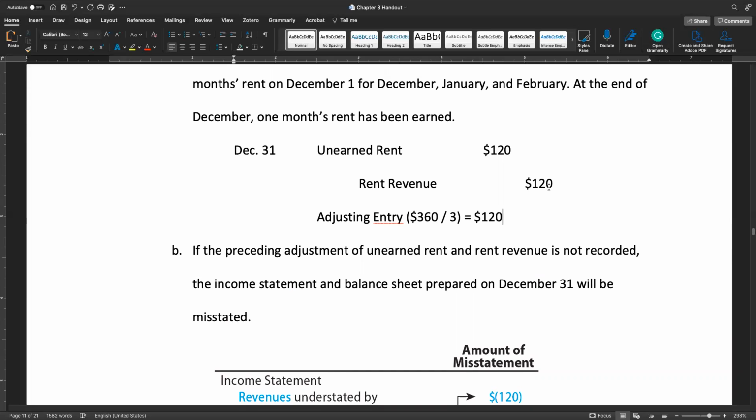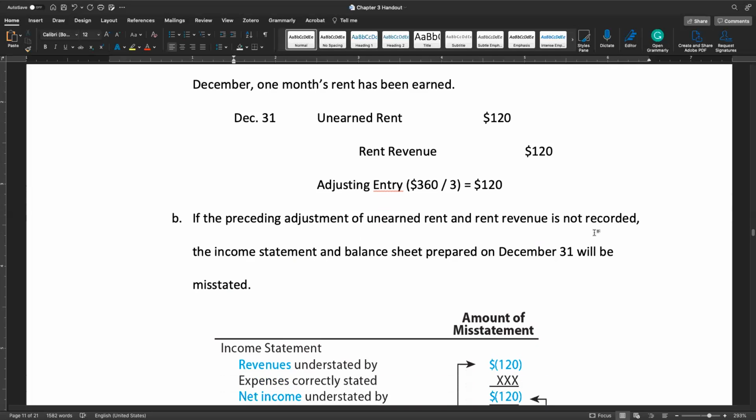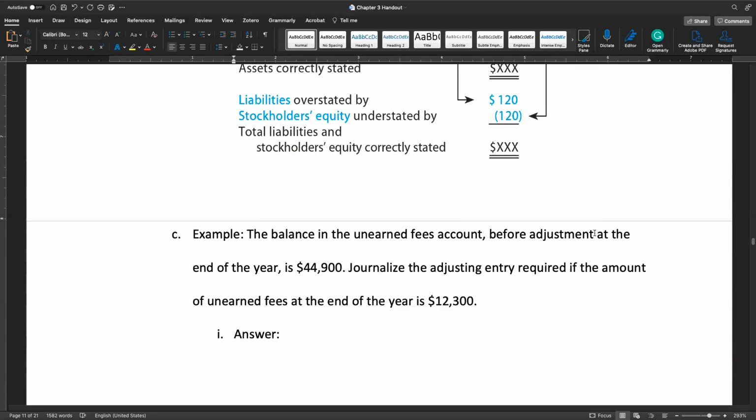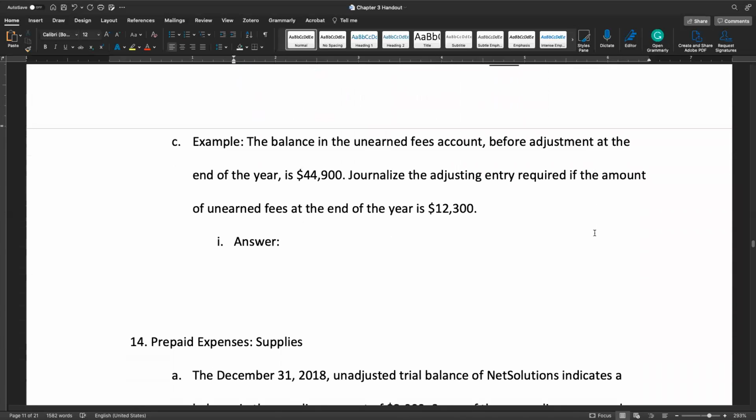So on part C, we're gonna do this as if this was for fees earned. If we had done some work for someone and they had already paid us. Now, I'm gonna give you an opinion about this. So in this particular problem, it tells us what we started with at the beginning of the year or during the year, right? This is our balance. They paid us $44,900.